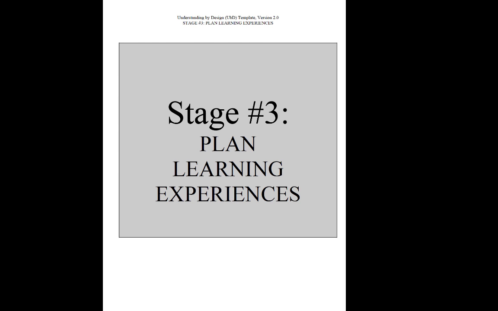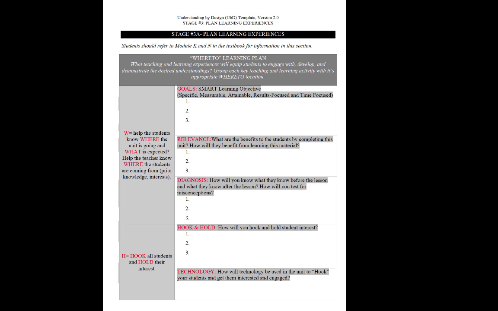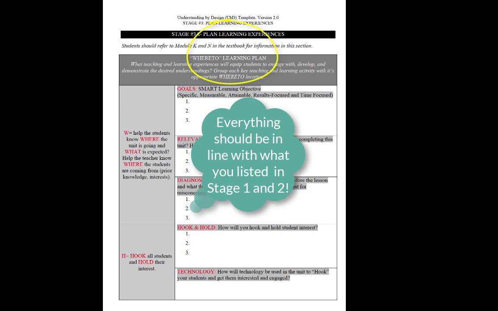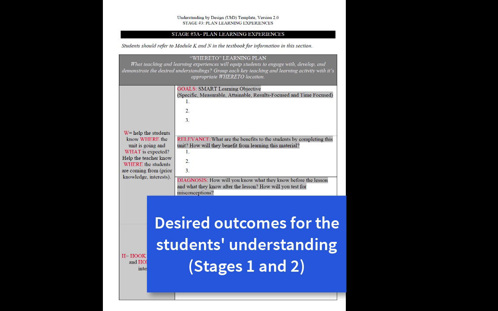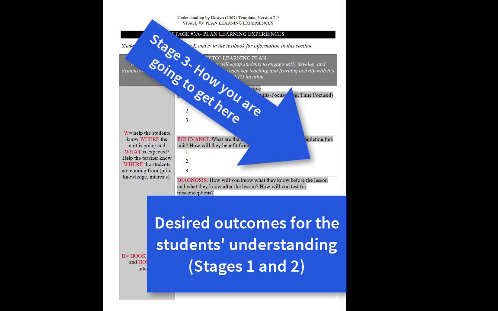Stage number 3 is primarily about listing your framework and how you will meet your students' needs by using the WHERETO learning plan. Be sure as you are filling this stage out, you are referencing stages 1 and 2. Backward design is exactly that. You've already gone over in detail where you want your students to end up, and now you're detailing what you'll be doing in class to get them there.